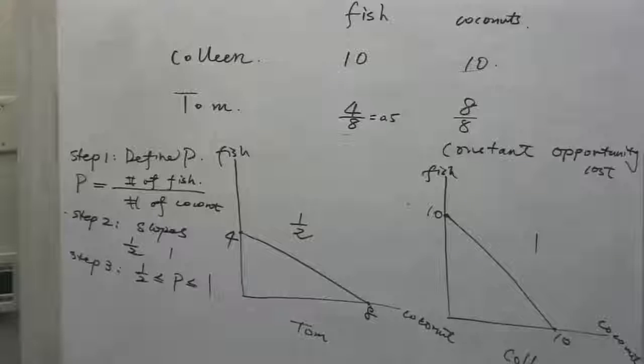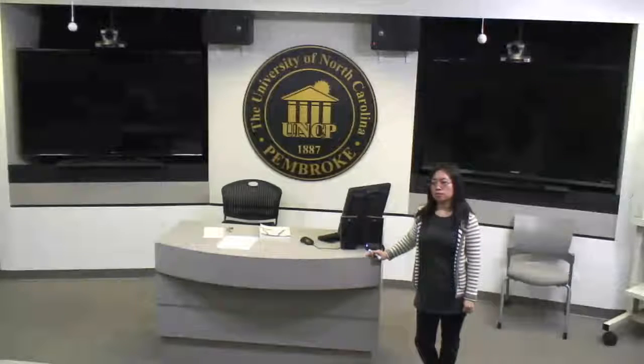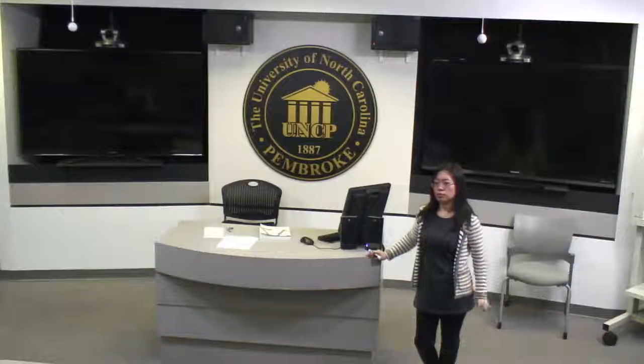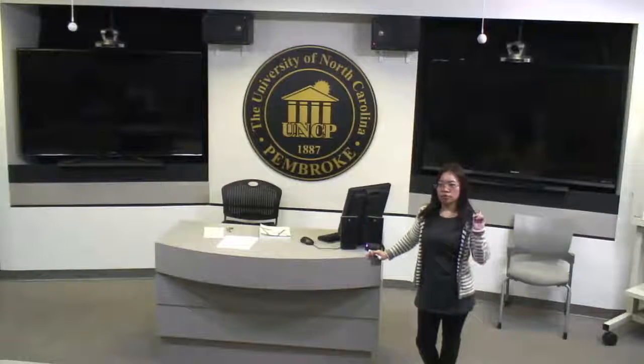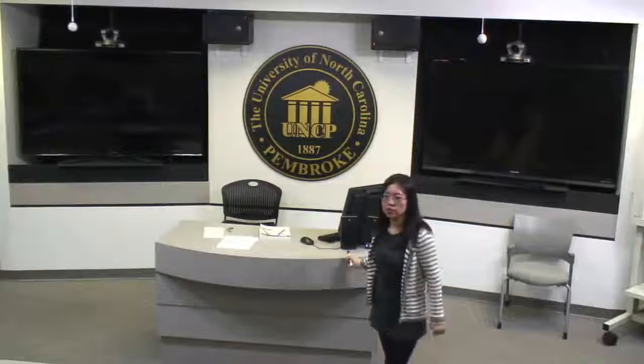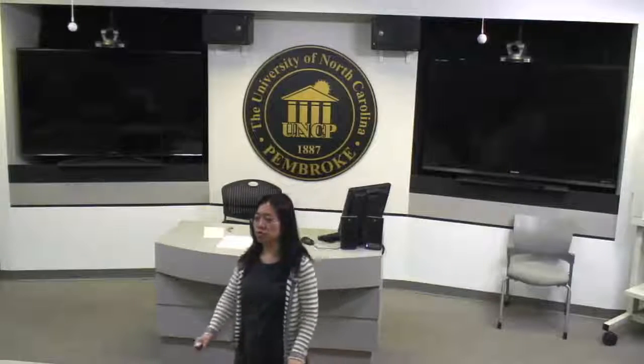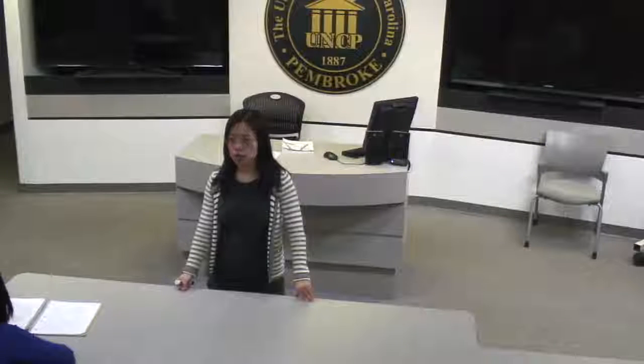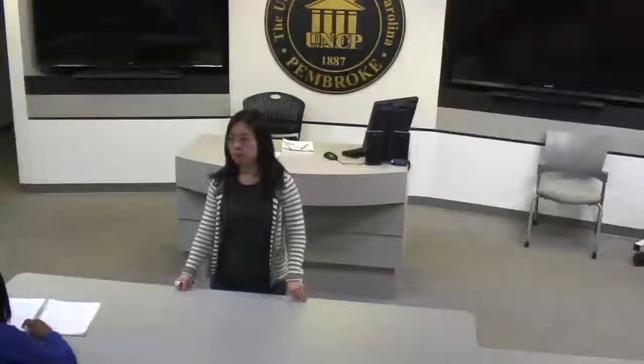I'm going to ask you this. Now let's say I want to use 2 fish to trade for 3 coconuts. Does that fall into that range? 2 fish for 3 coconuts. How do we compute the price of exchange when 2 fish trade for 3 coconuts? 2 over 3. Okay. Is 2 over 3 in that range?